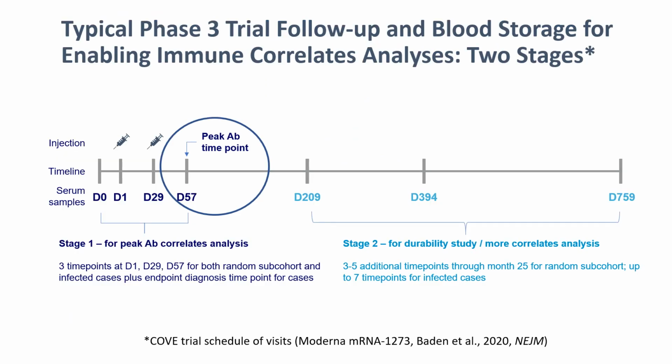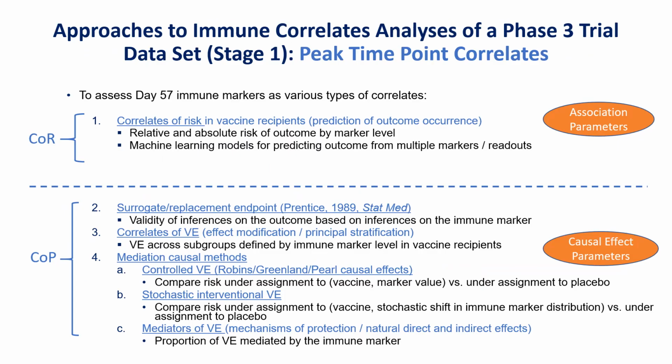And correlates can be thought about in two stages. Stage one focuses on, say, the peak antibody time point shortly after the immunizations, and this is where we want to learn about surrogate endpoints. And then stage two is looking at markers over time and looking at so-called outcome proximal correlates, basically looking for what the marker values tend to be around the time of case occurrence.